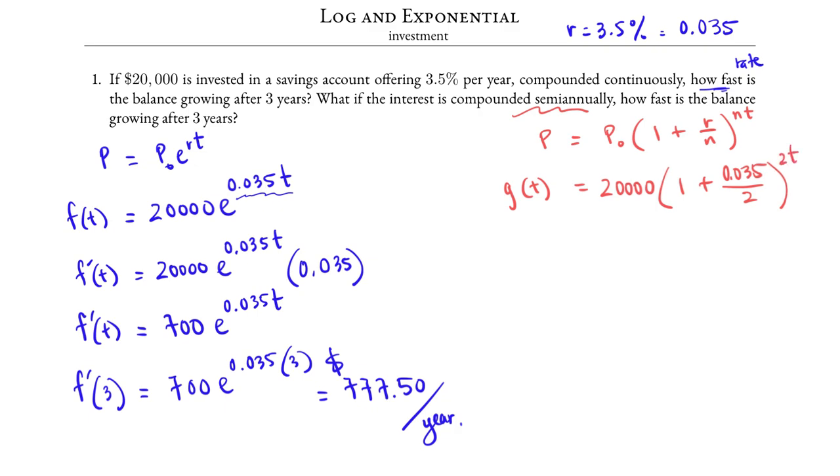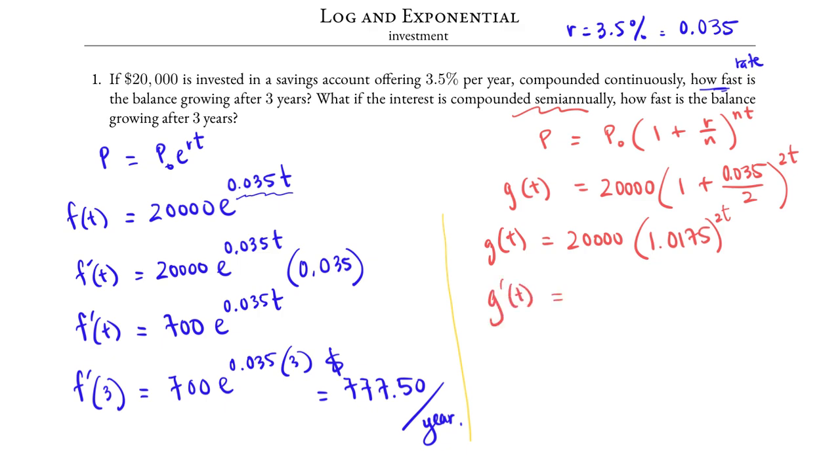We will need to find the derivative because the question asks for how fast, but before we do that, we want to simplify this if we can. g of t equals 20,000 times 1 plus 0.035 over 2. 0.035 over 2 is 0.0175, plus 1, so we get 1.0175, and the power is 2t. We then find the derivative.